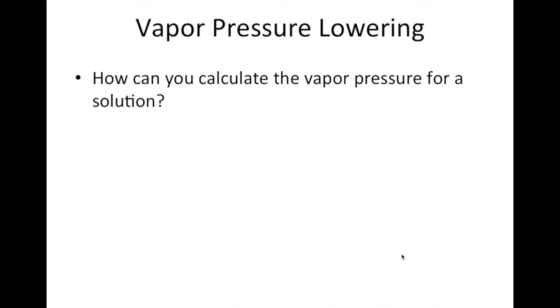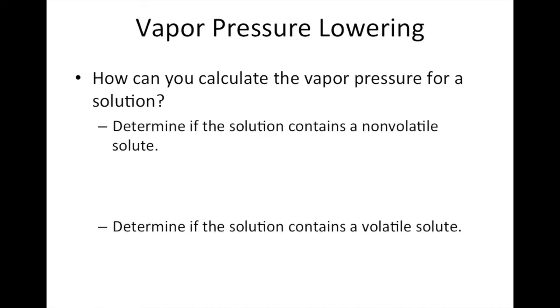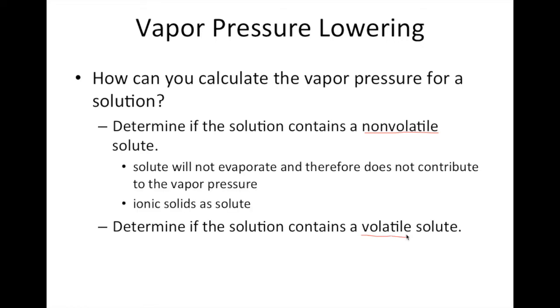But how do we calculate the vapor pressure for a solution? Well, to do that, we need to first of all know what kind of solute we are dealing with. Are we dealing with a non-volatile solute or a volatile solute? A non-volatile solute is a solute that does not evaporate, and therefore does not contribute to the vapor pressure. An example would be an ionic compound or some solid solute that is dissolved in a liquid such as water.